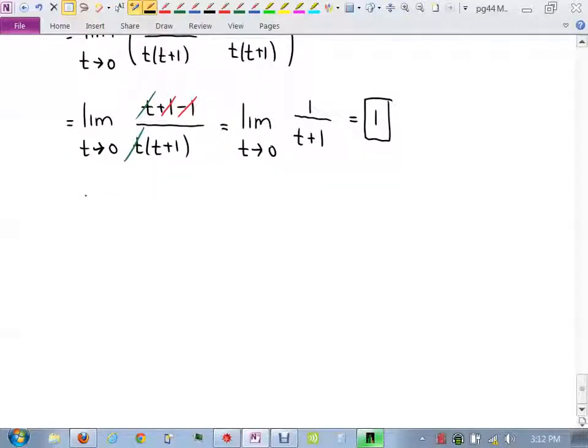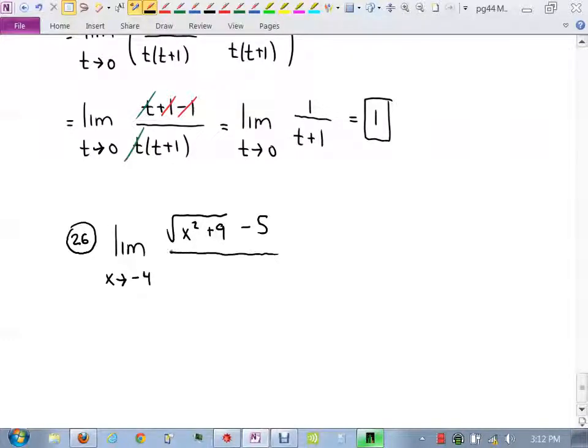26. Let me start 26 this way. It's the limit as x approaches -4 of the square root of x squared plus 9, minus 5, over x plus 4.